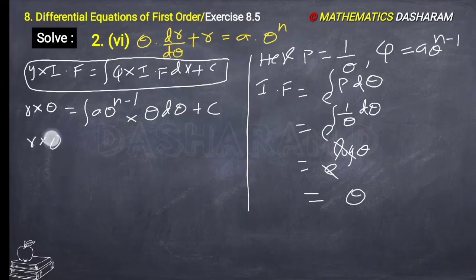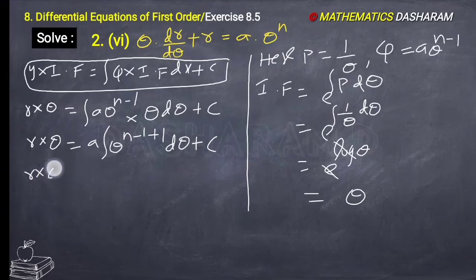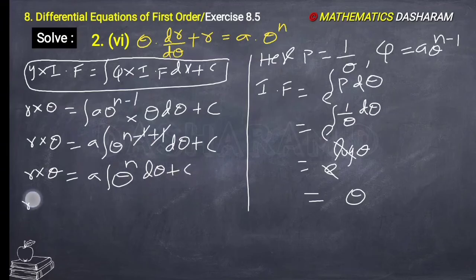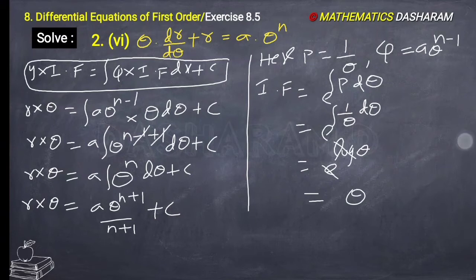So r into theta equals a into integration theta to the power of n minus 1 plus 1 d theta plus c. r into theta equals a into theta to the power of n minus 1 plus 1 cancel, d theta plus c. So r into theta equals a into theta to the power of n plus 1 by n plus 1, plus c is our required answer.